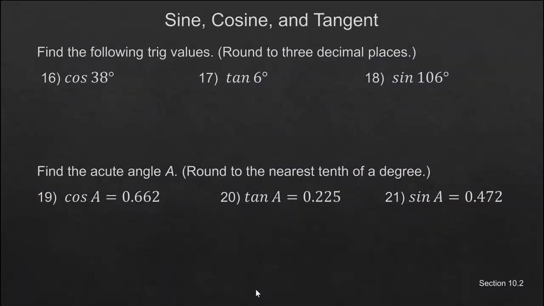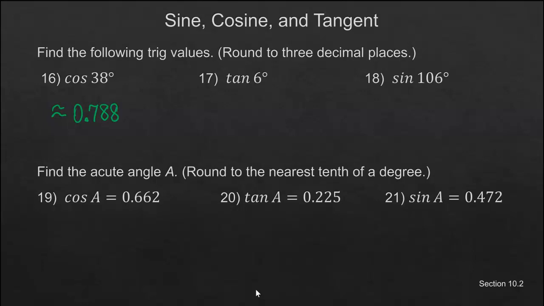Okay, so sine, cosine, tangent again. Find the following trig values, round to 3 decimal places. This is strictly calculator. So for the one that we use in this class, the one that we recommend and require, you simply push the cosine button and the number 38. So cosine 38, very straightforward. We round to 3 decimal places, and this one is 0.788.